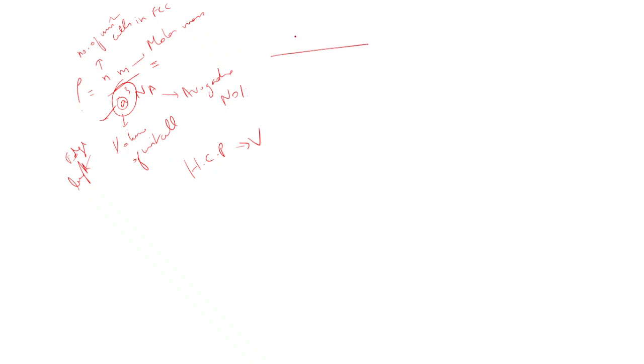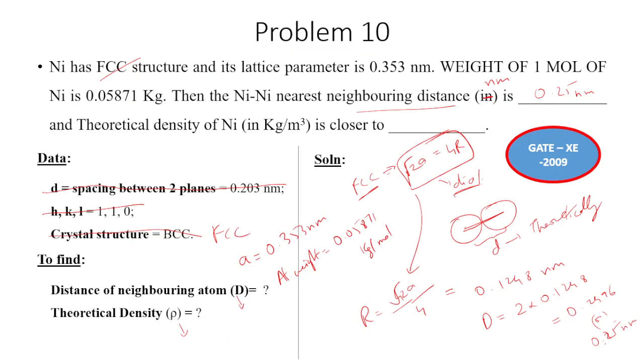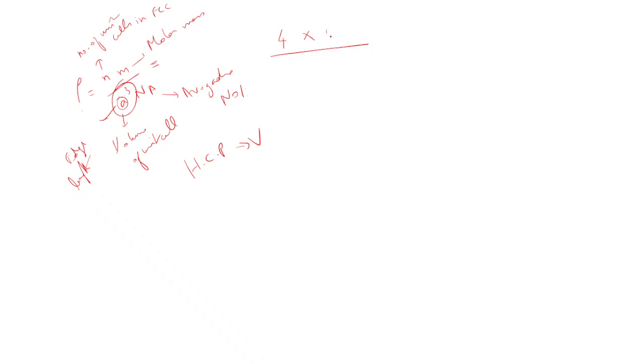So what is the number of unit cells in FCC? 4. Then molar mass. What did we see as molar mass? 0.05871. Sorry, we have to be careful of the units. Kg per mole. Usually, if nothing is given, molar mass will be in terms of grams per mole or AMU. But here it is given in kg per mole. So we have to be careful.